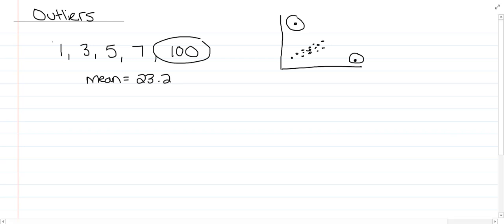So when a data set has an outlier, we want to always use the median. The median isn't influenced by outliers because it's the middle number. So if I looked at the median of this set, it would be 5. And that's much more representative of 4 out of the 5 players' scores in this example.